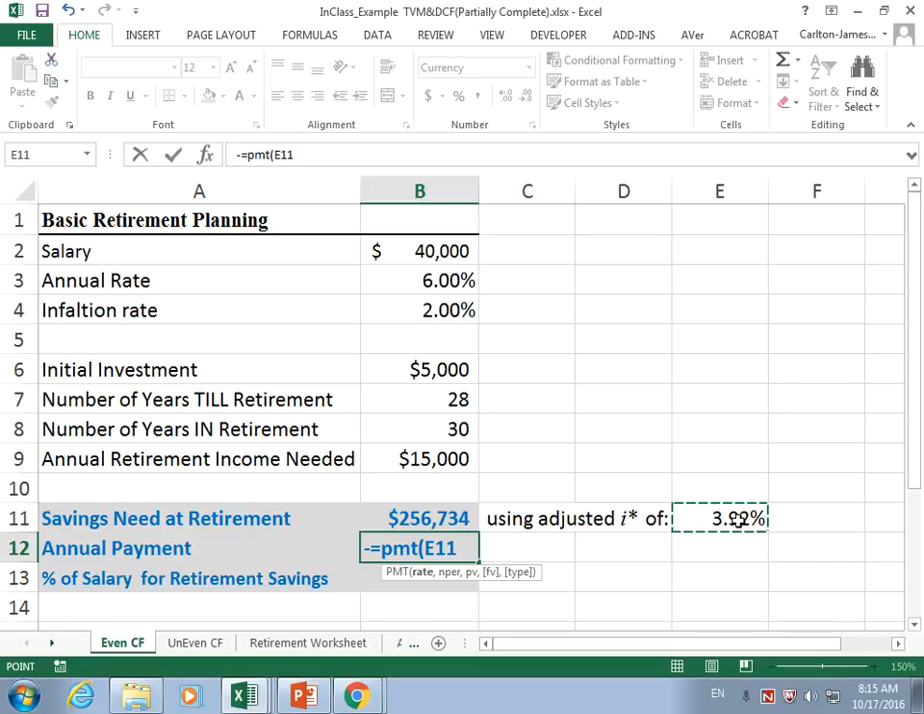If your savings rate is different, and your inflation or cost of living adjustment is different pre and post retirement, then you'll have 2 different rates. This rate you'll use here, but then you'll have a second rate to calculate your payment, right? So, number of periods, this is 28 years. Our present value, as we know now, we'll use this as our future value.